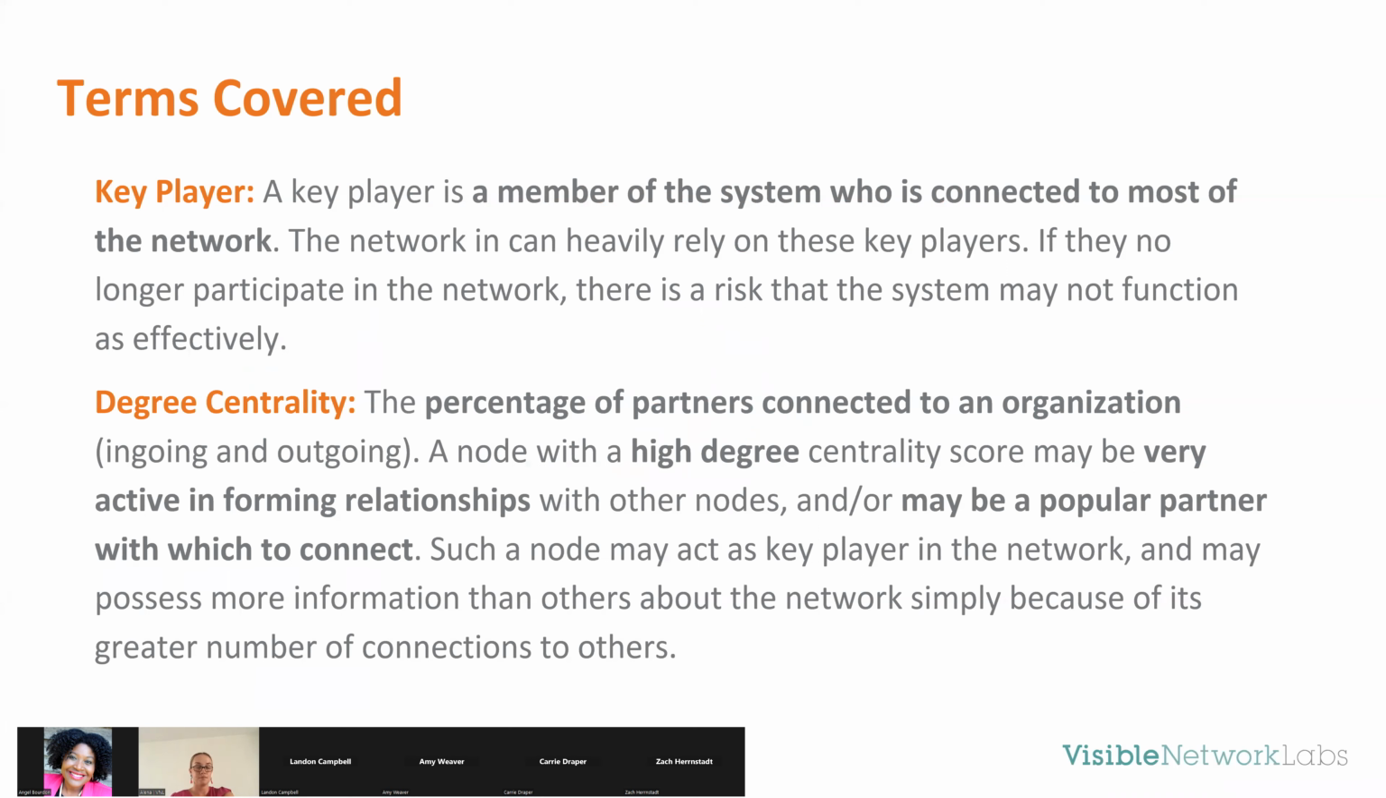So here were the terms that we covered in that last scenario. A key player is a member of the system who is connected to the most people in your network, so the network can heavily rely on these key players. You saw an example: if you take the key player out, you might lose some connections to other organizations in the network. We have degree centrality, which is the percentage of partners connected to an organization. A node that has a high degree centrality score may be very active in forming relationships. This person or organization can be a popular partner to connect with, and they can have some influence in your network.